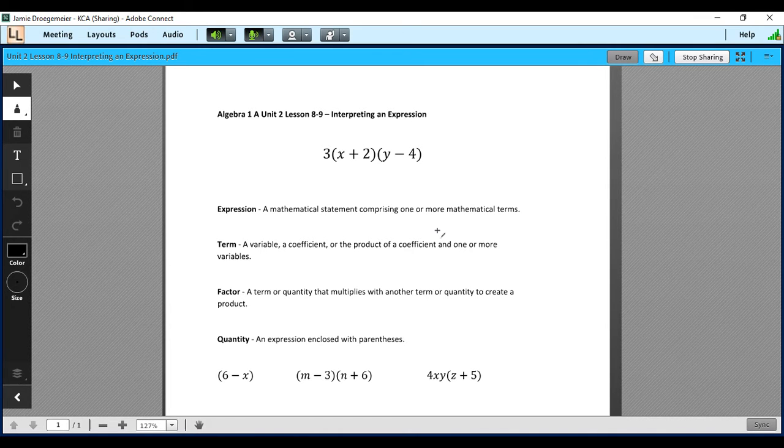We talked a little bit about what a factor is. A factor is a term or quantity multiplied with another term or quantity, creating a product. And now we've added one term here, quantity. When we're talking about an expression, a quantity is an expression that's enclosed within parentheses. So if we look at this expression up at the top, inside our parentheses, x plus 2 and y minus 4, each one of those would be considered a quantity.